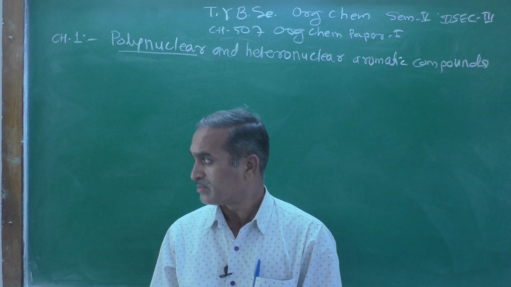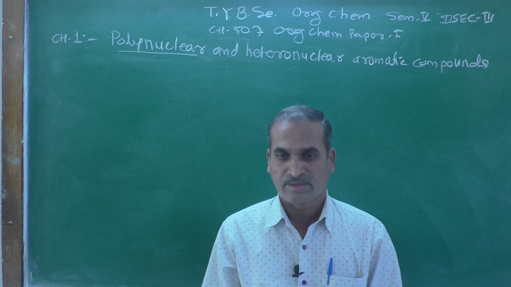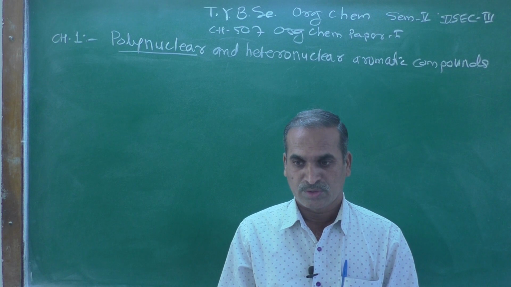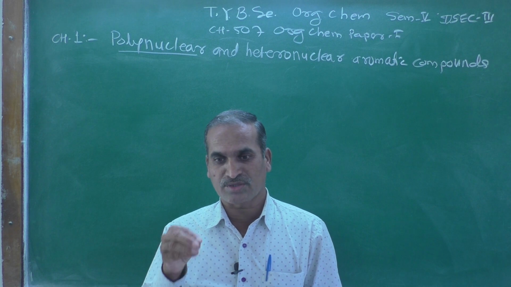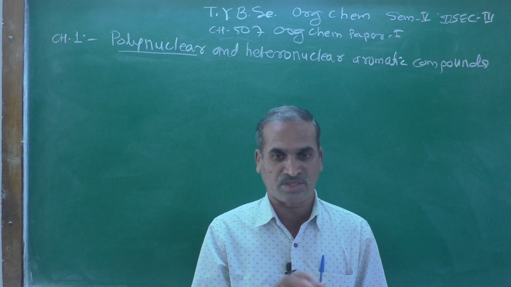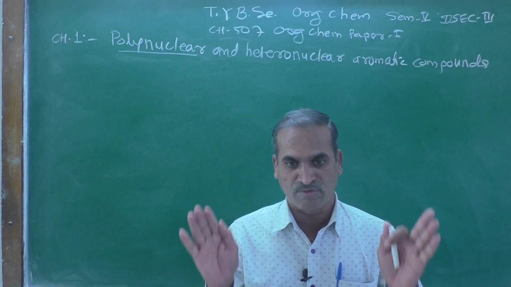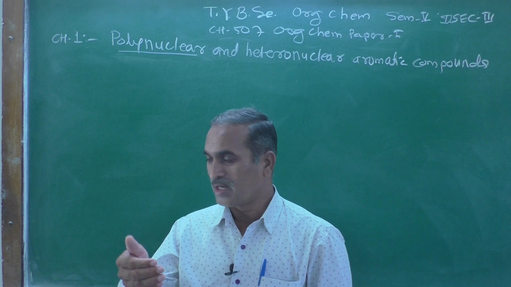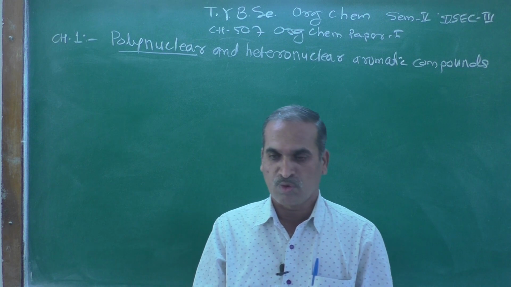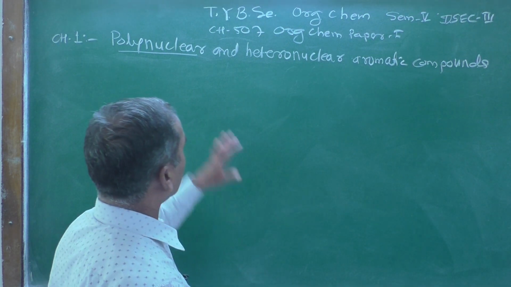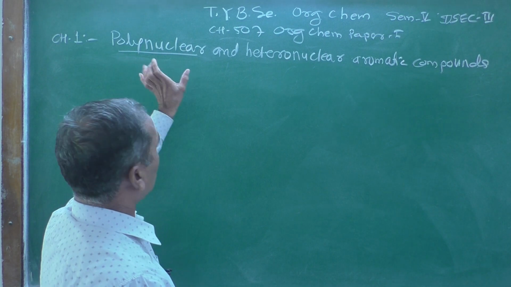And then anthracene can show the Friedel-Crafts reaction, Friedel-Crafts alkylation as well as Friedel-Crafts acylation, and these are the reactions we described in our previous lectures. So today, half of the part of the chapter we already covered, that is polynuclear.